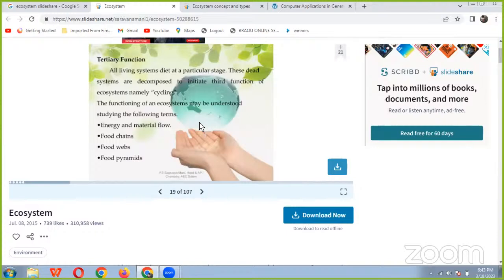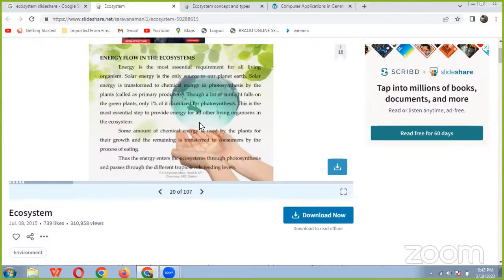These are mainly the living system. Diet is a particular stage. These are the dead system, decomposed by the third function of the ecosystem, namely the cycling process of energy and material, and the food chain, food web, and food pyramids.